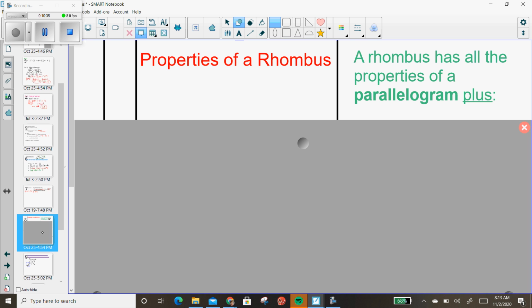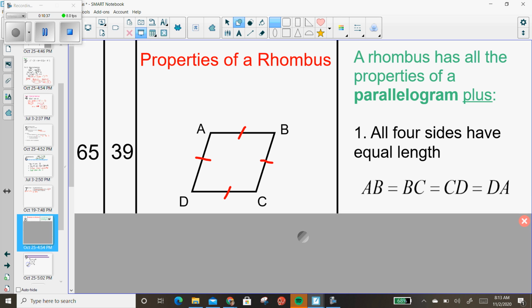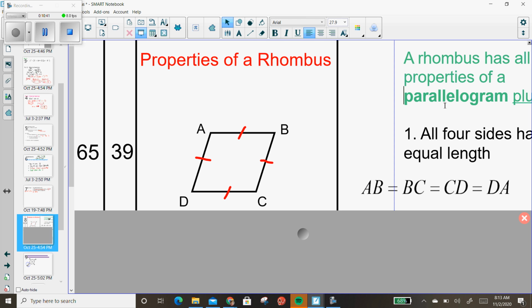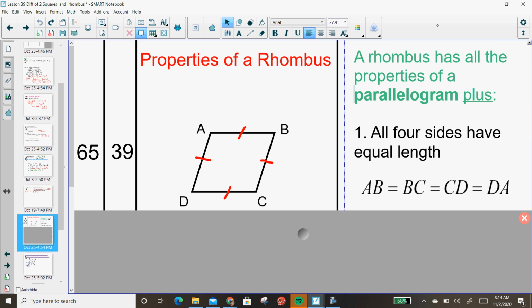So a rhombus is going to be a parallelogram. So the top and the bottom are going to be parallel, the left and the right are parallel, but all four sides also have the same measure. So you see how those are all marked as congruent. And don't worry about these numbers.